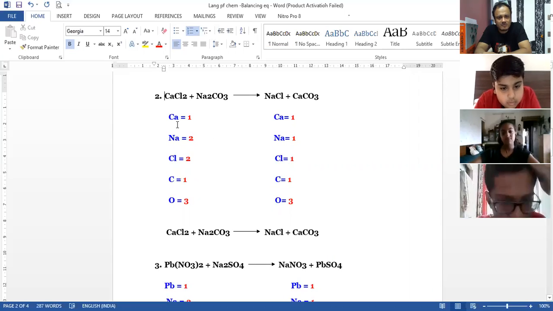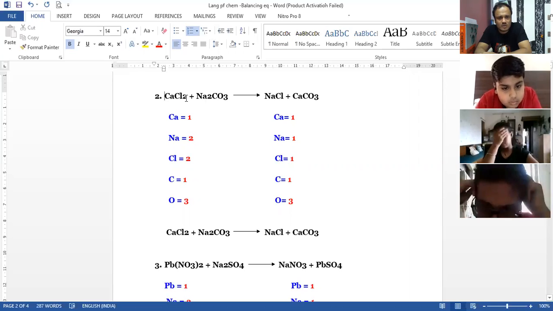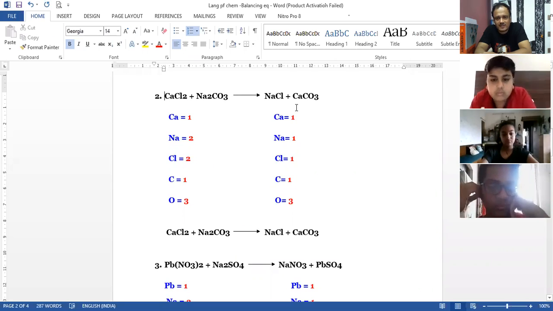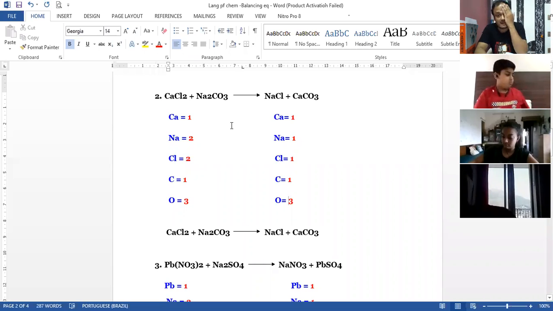So you write down the name of all the elements on the left hand side and the right hand side, and then write the number of atoms of that particular element on both the sides. So you can see on the left hand side we have got 1 calcium, 2 sodium, 2 chlorine, 1 carbon, and 3 oxygen. On the right hand side we have 1 calcium, 1 sodium, 1 chlorine, 1 carbon, and 1 oxygen, right? So again, following the order, I hope you can write down this equation in your notebook and try to balance it.